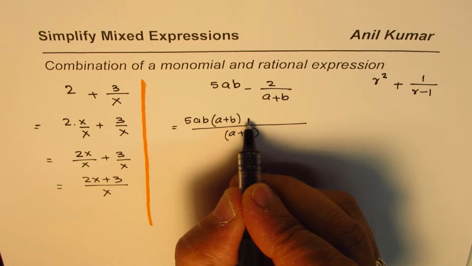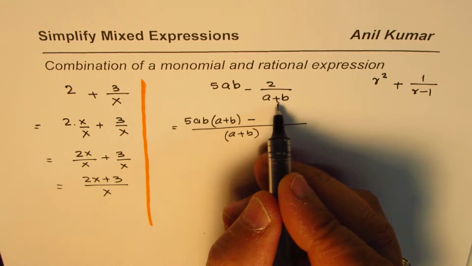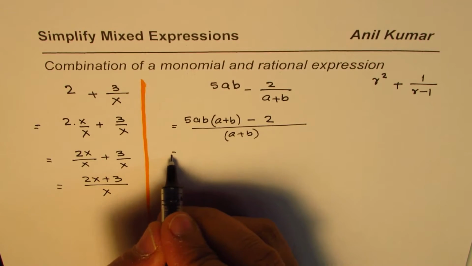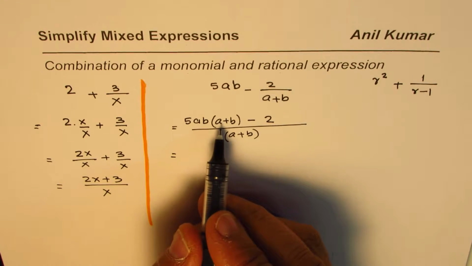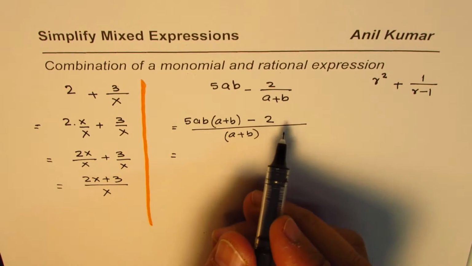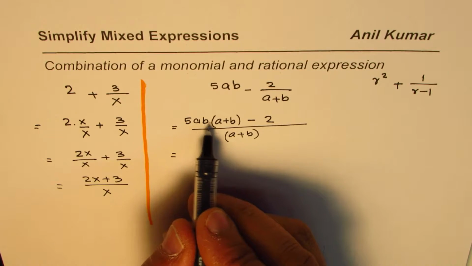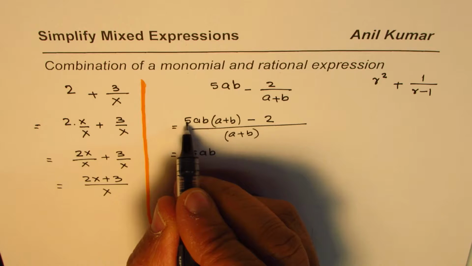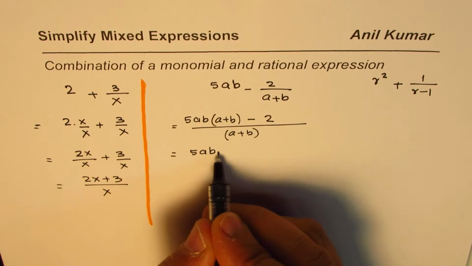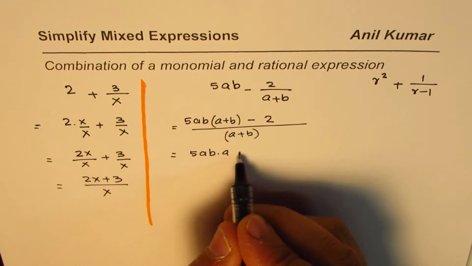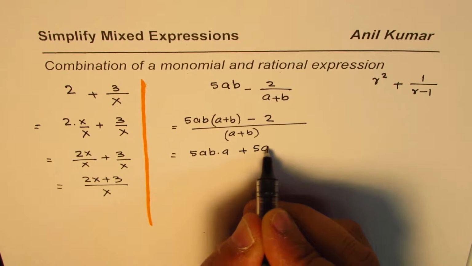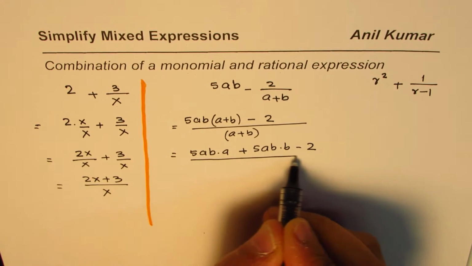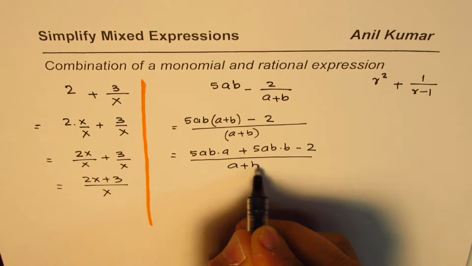It has two terms. Minus. It already has a plus b, so I'll just keep 2 there. Now it is a question of expanding, applying distributive property, and simplifying. So 5ab times a will be 5. Let me do it in 2 steps. So we'll multiply 5ab with a and then also with b. So we'll say plus 5ab with b minus 2 divided by a plus b.